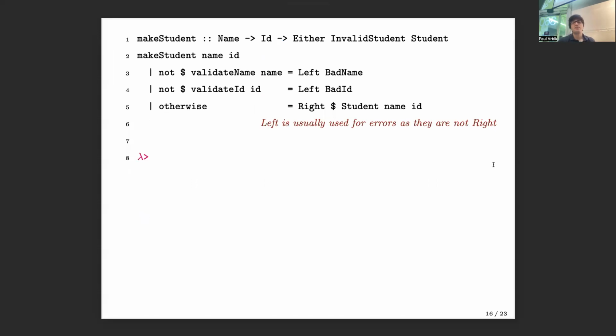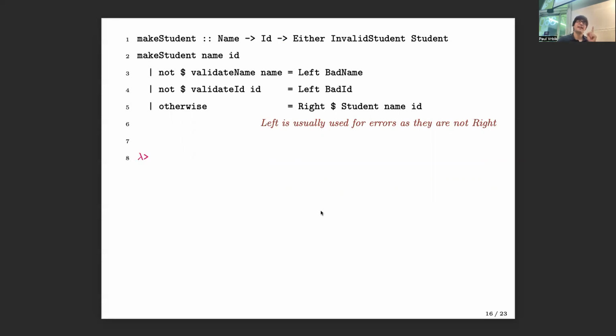So this is how I would now implement make student, using this new data type and an Either. I could have make student, which takes a name and an ID. Name is just a type synonym for string. ID is just a type synonym for integer. But I'm just utilizing them to show you how it simplifies your code. So it takes a name, an ID, and I can return either an invalid student or a student. And it looks something like this.